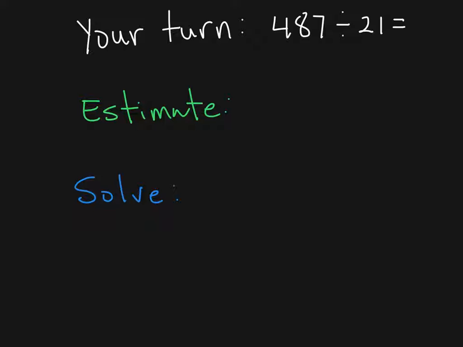And then you'll have to estimate again to figure out what the second digit in your quotient is, and if there's any remainder. And then finally, you will check by multiplying the whole number in your quotient by the divisor and adding the remainder in, and make sure that the answer you get is the same as the dividend, 487, in the original equation. And if it is, then you know you're correct.